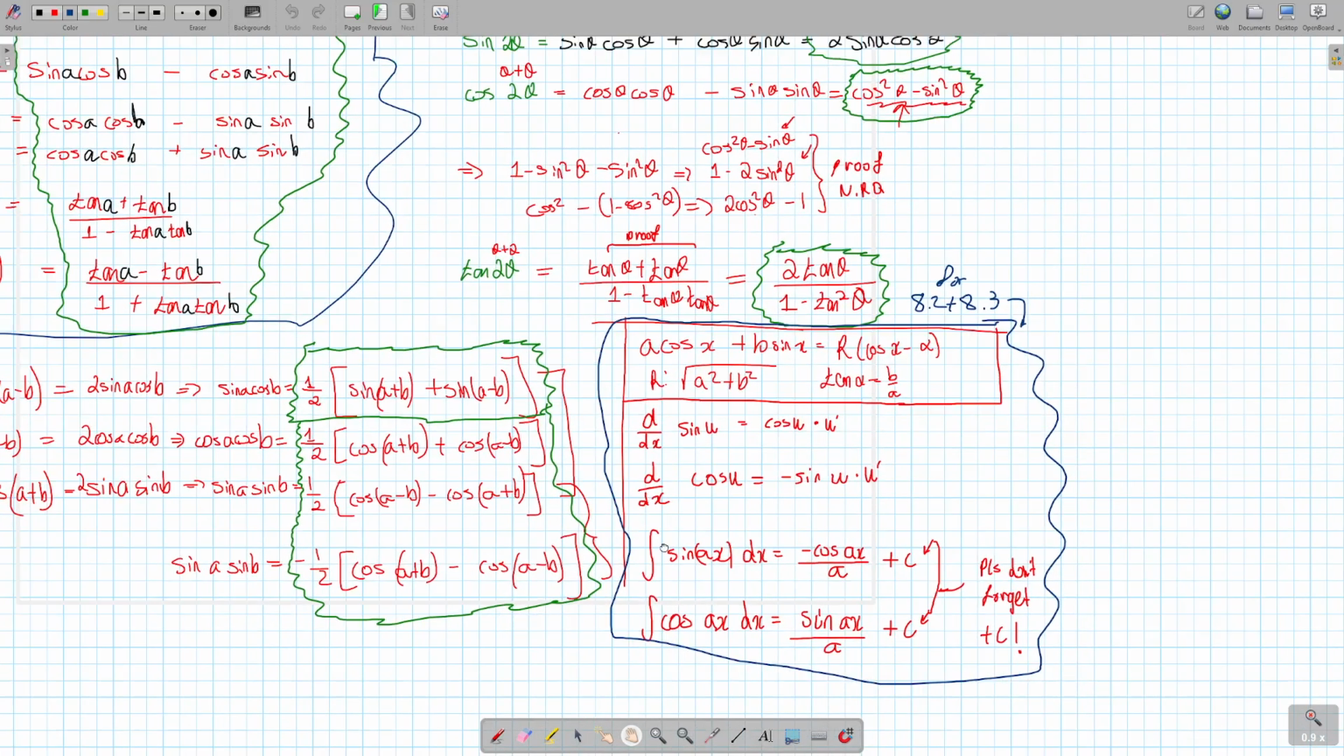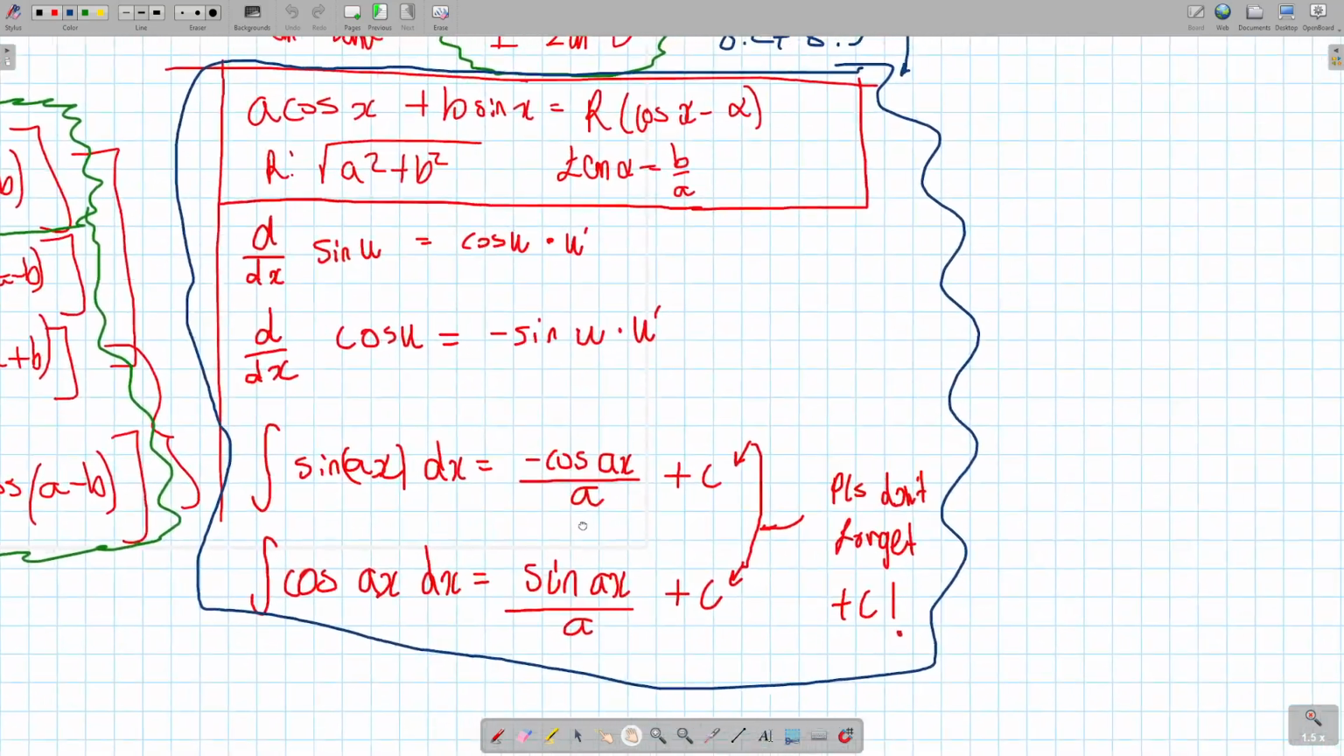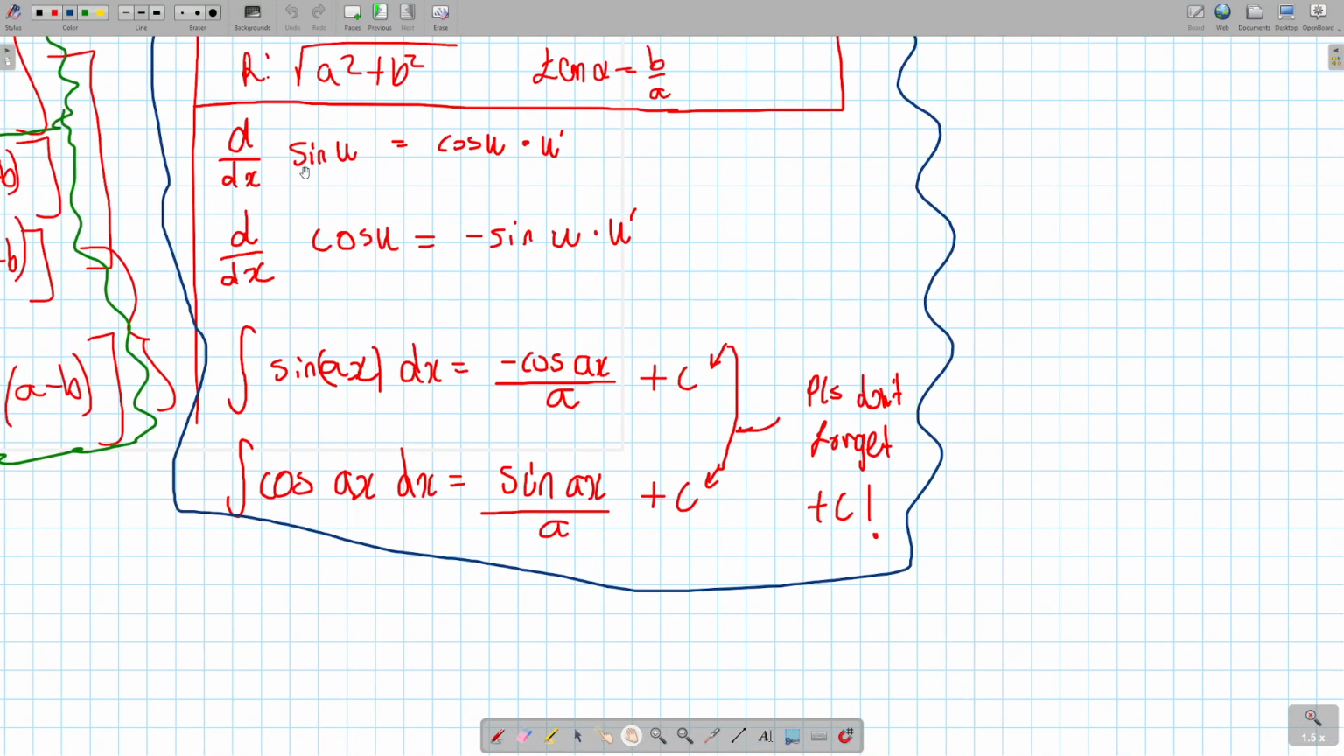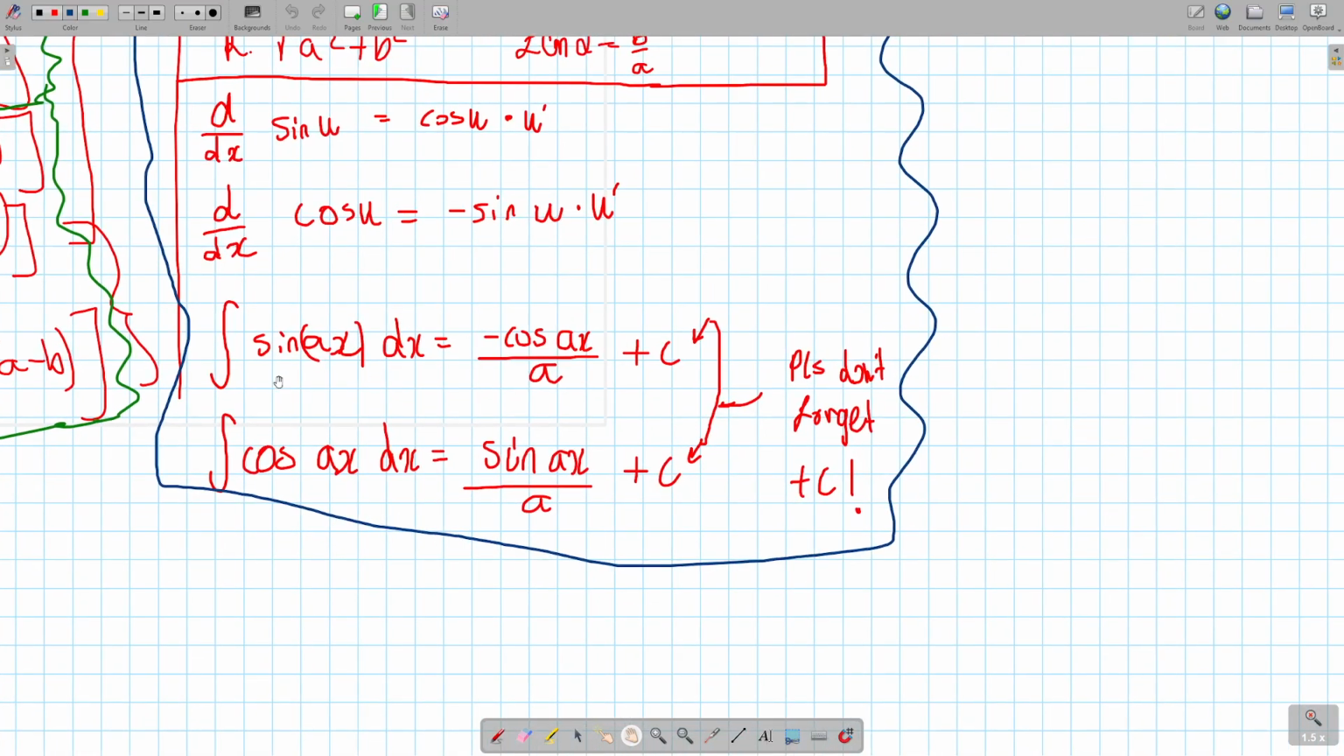I updated it now to include our derivation and integration. Derivative of sine is cosine. If it's just sine x, then it's simply cosine x. But sometimes there's stuff under the sine, like 5x, so you have to multiply by the derivative of it. So derivative of sine u is cosine u times u prime. Derivative of cosine u is negative sine u times u prime. Integral sine ax is just going back.